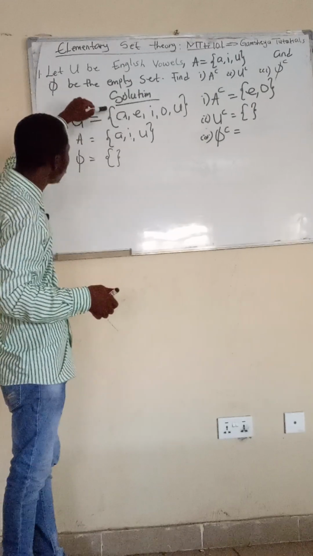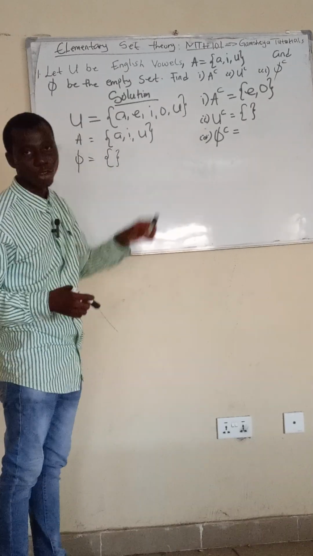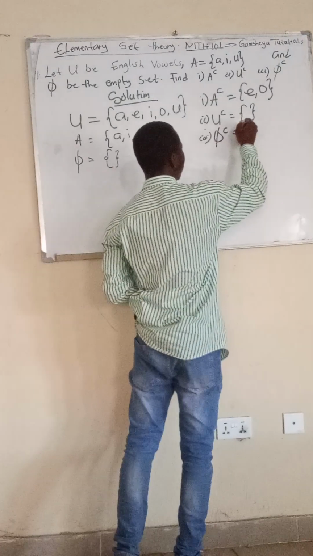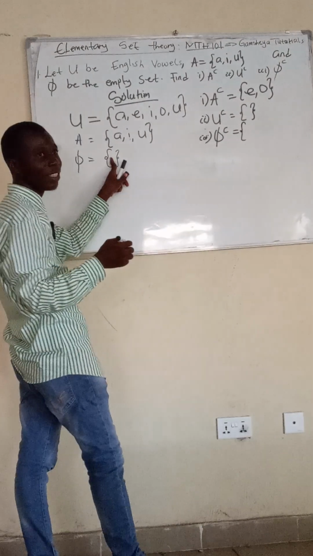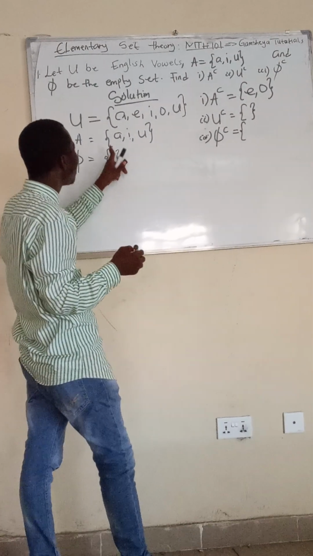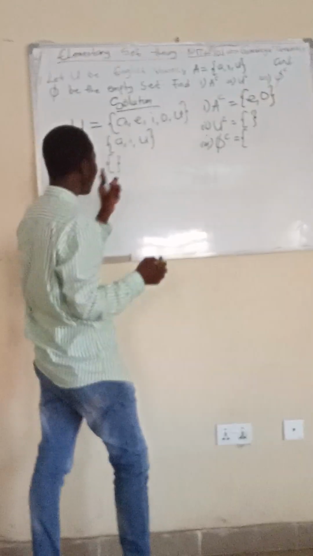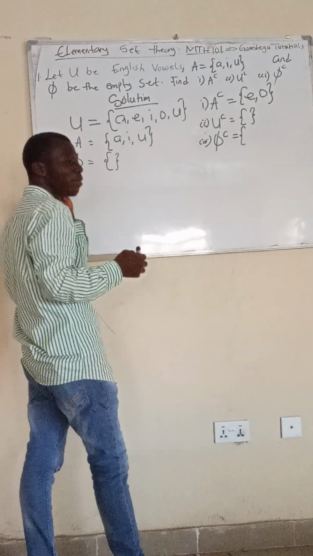So what element can you see here that is not here? That is the complement of that set. Now let's check it quickly. You can see that I don't have any element here. So that means all the elements in set U are said to be the complement of the empty set.